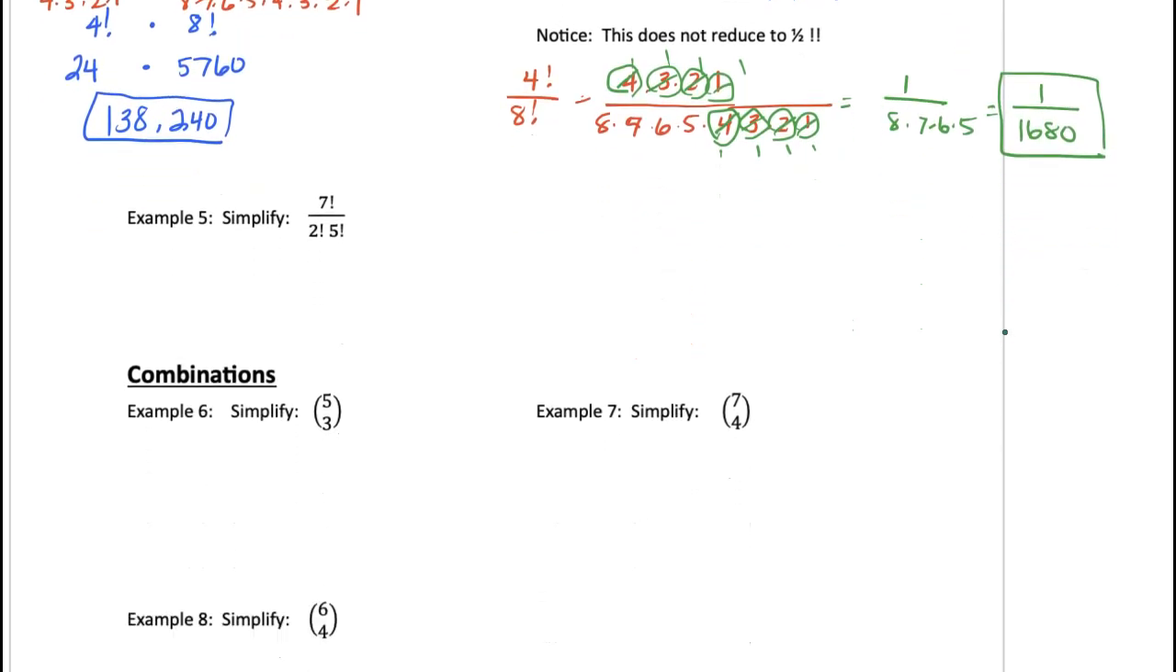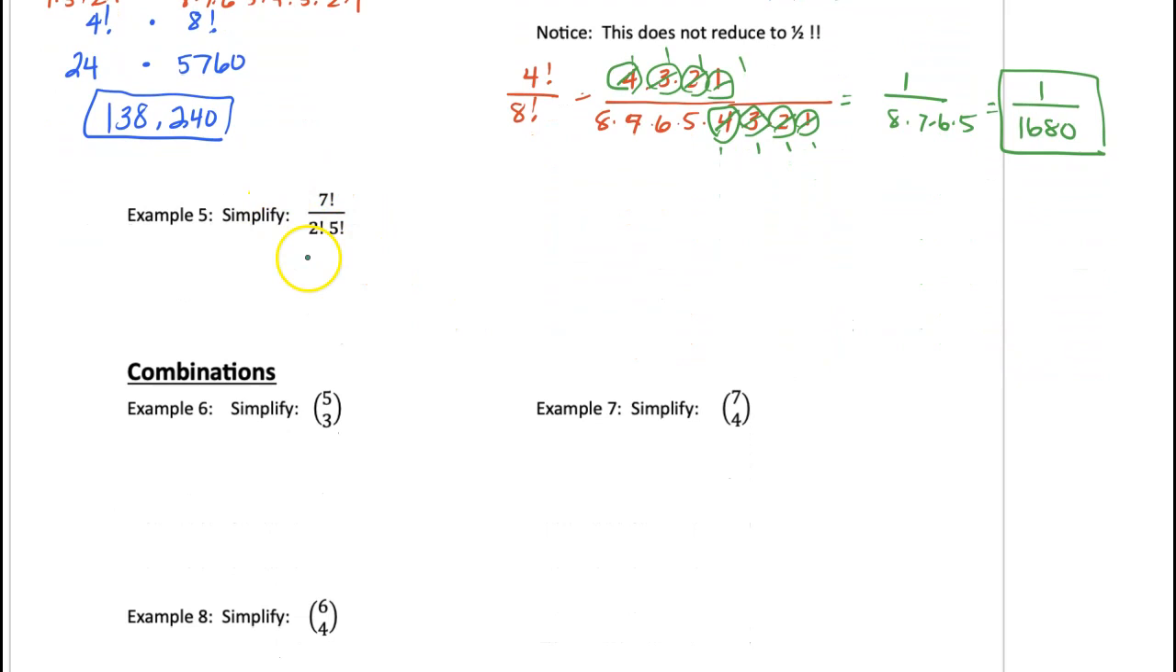As part of homework questions, you'll be simplifying something like this one, 7 factorial, and then both 2 factorial and 5 factorial are part of the denominator. So let's just look at expanding them and then simplifying any factors that are in common. So 2 factorial is 2 times 1, and also in the denominator we have 5 times 4 times 3 times 2 times 1. So we could take them individually.